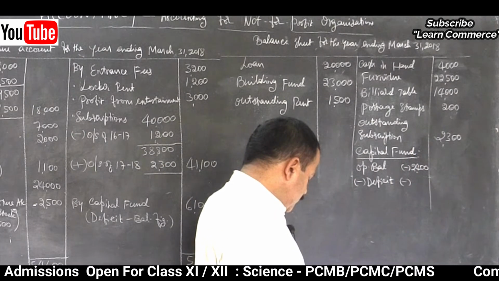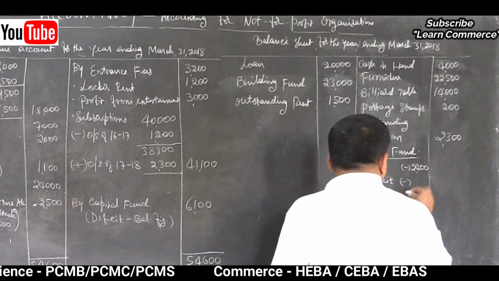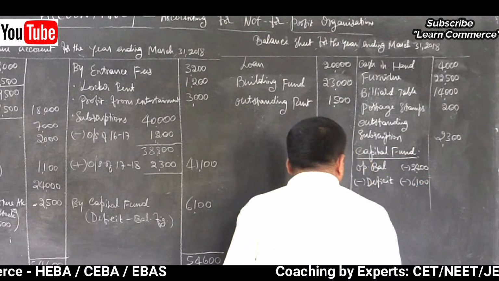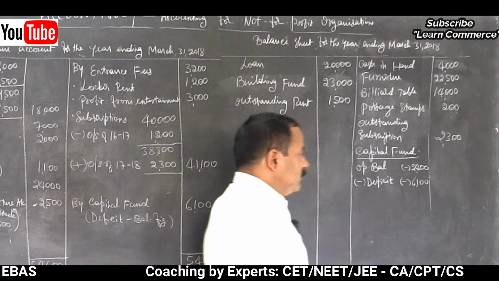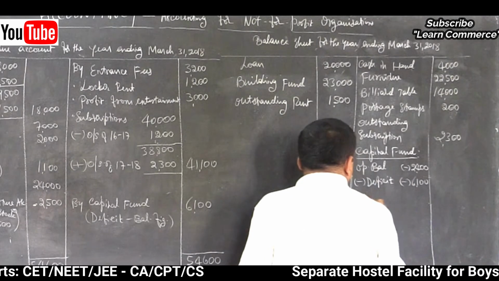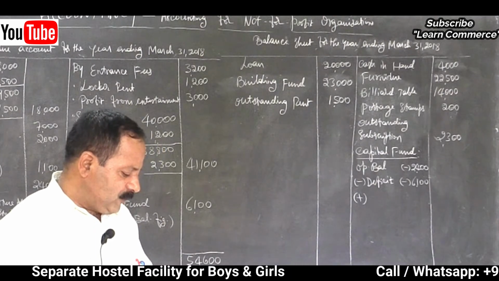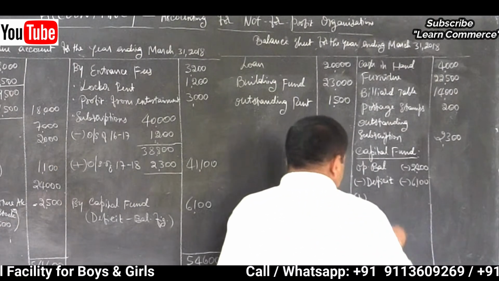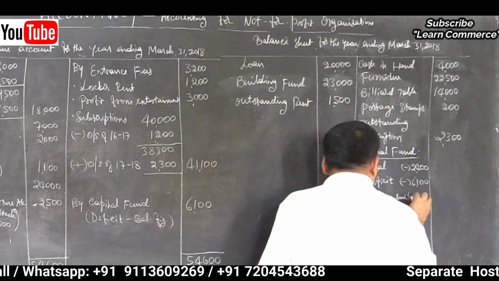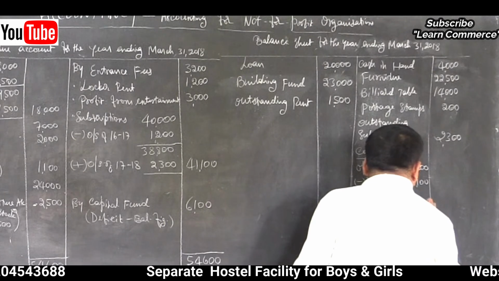2,400 and deficit is how much? 6,100. What is the next point? Next one is life membership fees should be added. Positive figure. That is not negative figure. Life membership fees, how much is it? 7,000. Correct. So plus life membership fees, 7,000. So positive 7,000.